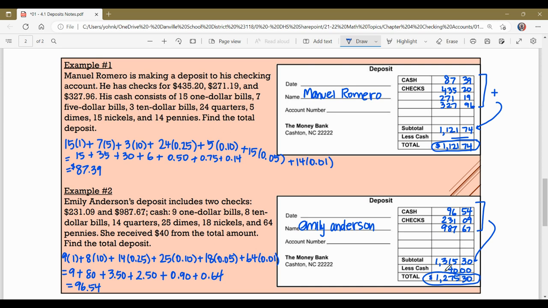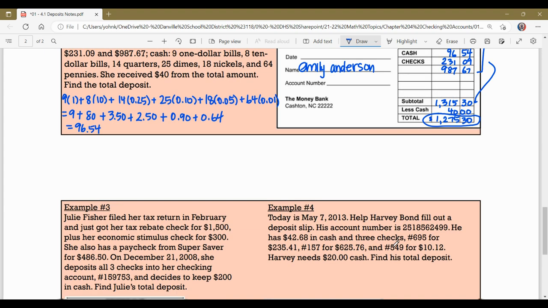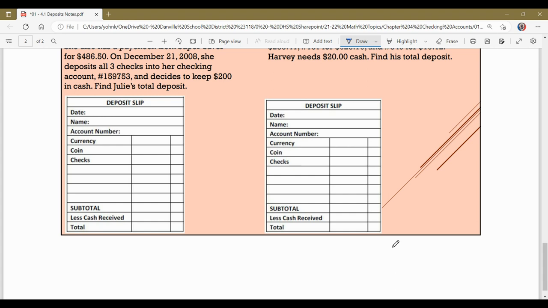All right, so these are examples of deposit slips that go side to side. Let's see some deposit slips that go up and down.